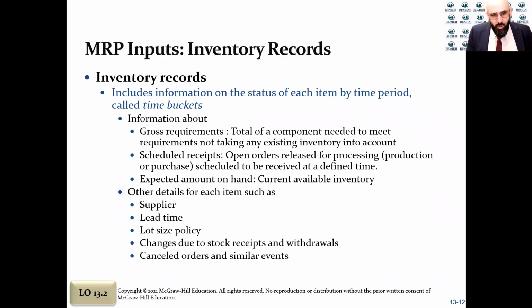account. Also, we need to look into scheduled receipts, which are basically open orders released for processing, production, or purchase, scheduled to be received at a defined time, and expected amount on hand, which is basically the current available inventory. Other details that we should look at are the suppliers, the lead time, the lot size policy, and changes, if there are any changes, or canceled orders or similar events.